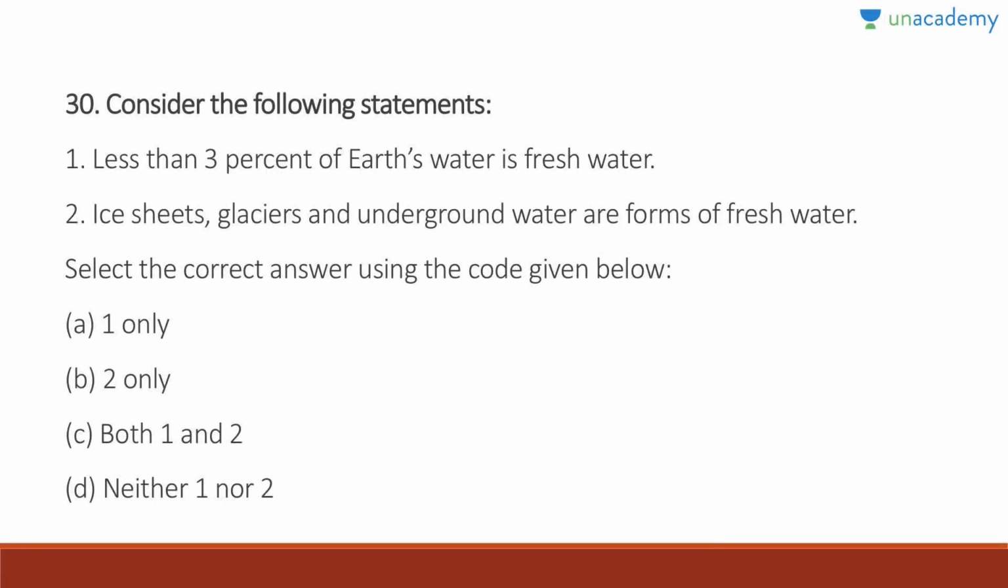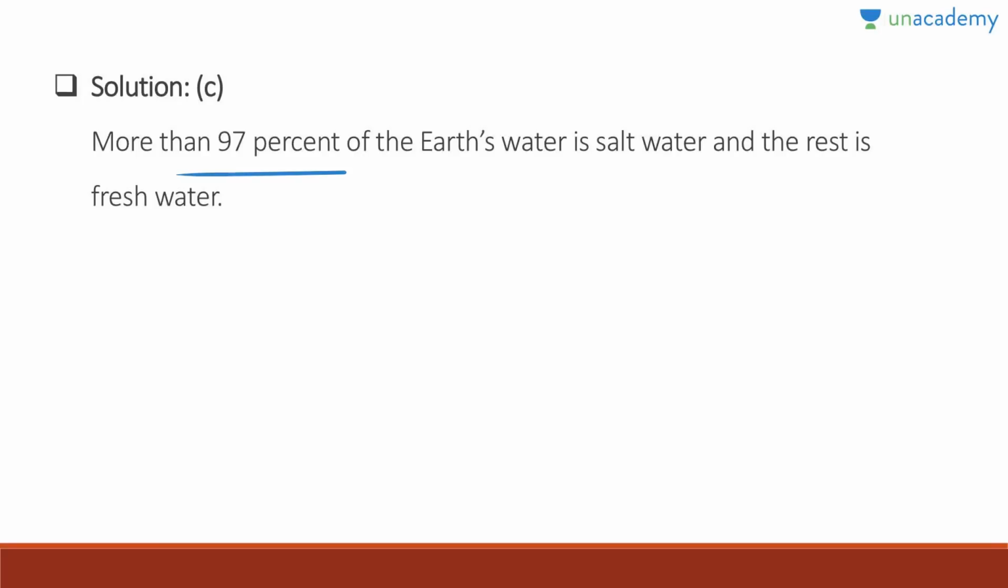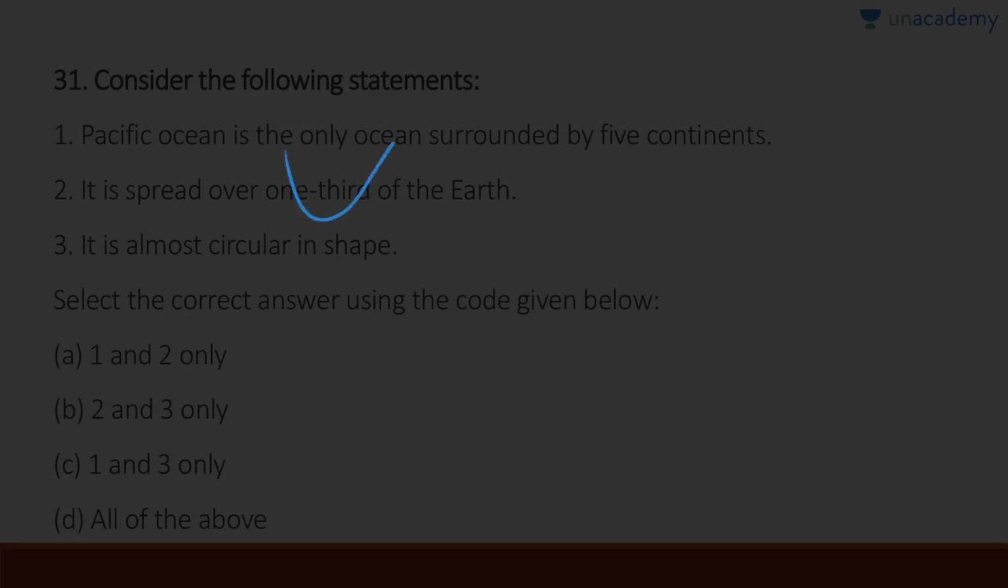Question number 30. Consider the following statements. Less than 3% of the earth's water is fresh water. So this is correct. Ice sheets, glaciers and underground water are forms of fresh water. This is also correct. So answer here is C, 1 and 2. Both these statements are correct. So more than 97% of the earth's water is salt water, and the rest is fresh water. So answer here is C.